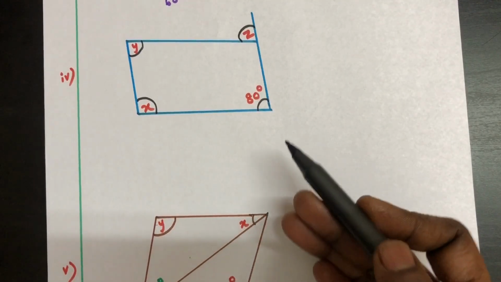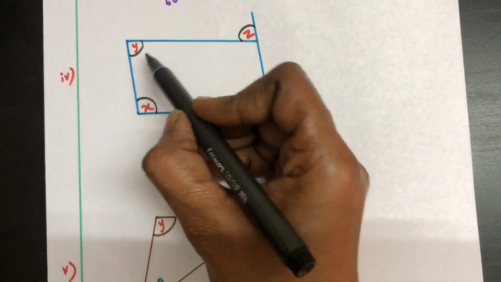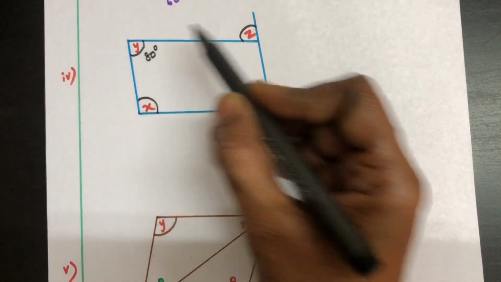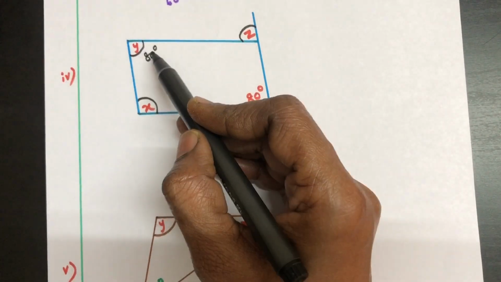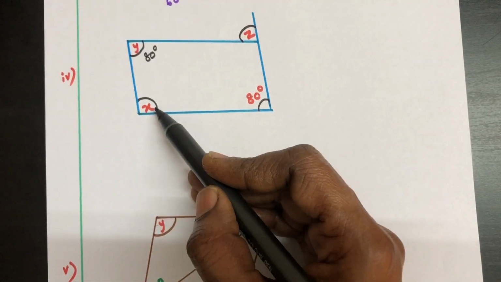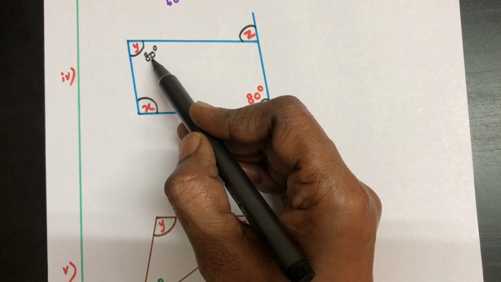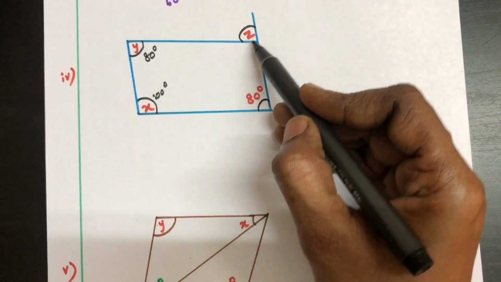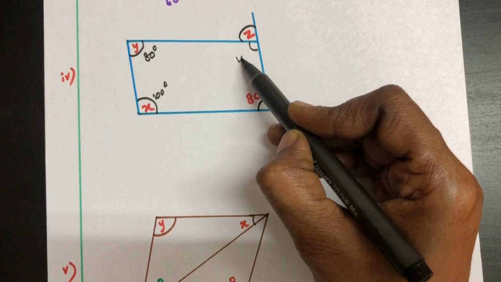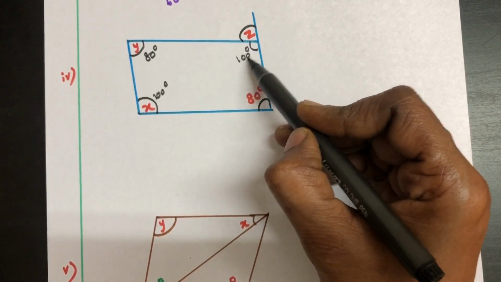Fourth subdivision, it is very easy. If it is a parallelogram, opposite angles must be equal. So 80, 80. Adjacent angles are always supplementary. That means if you add these two, it will give you 180 degree. So it is 80, which means this must be 100 degree. So opposite angles are equal. So the angle formed here must be 100 degree.